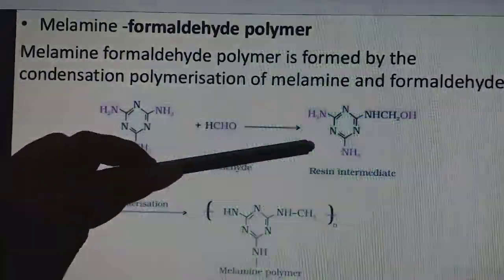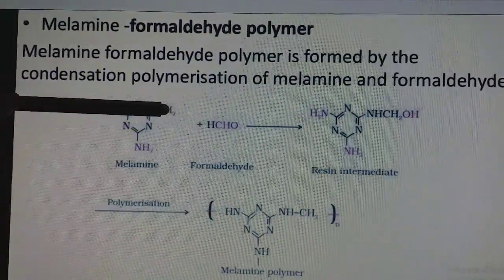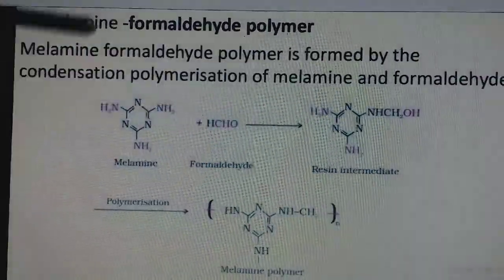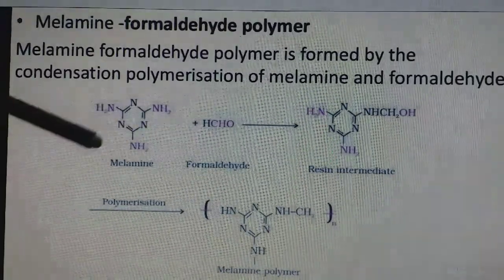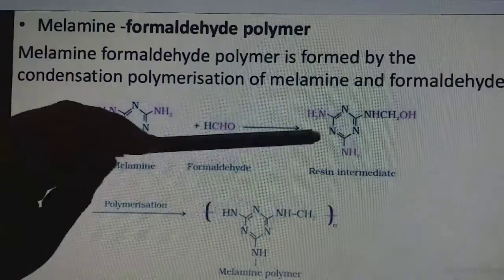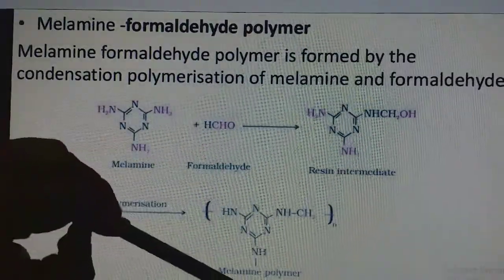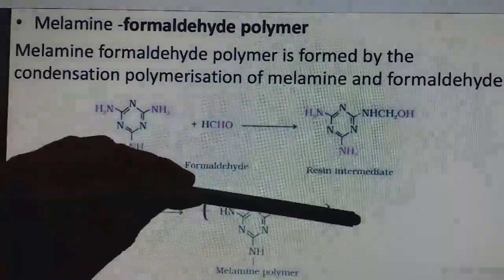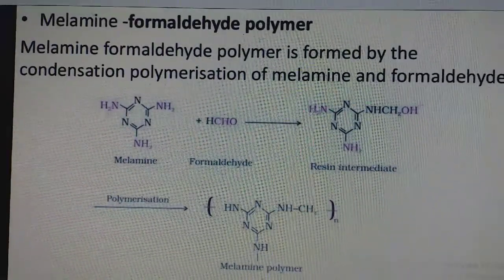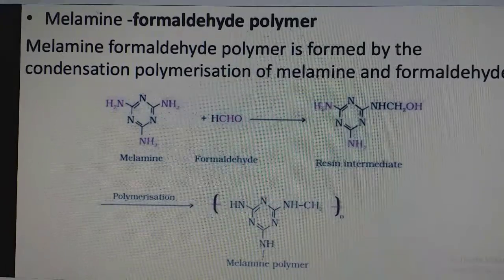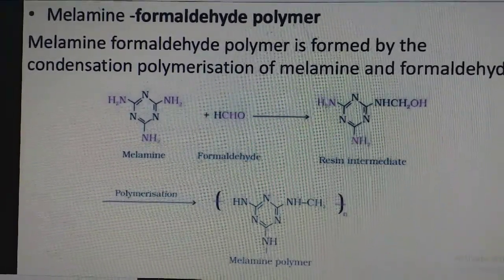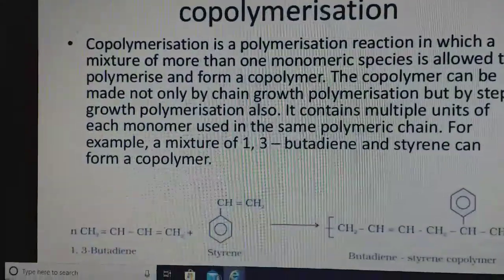First step, you get an intermediate, directly it is getting attached here, H is removed and just it is attached, like our phenol formaldehyde, here melamine and formaldehyde. Then polymerization occurs and from NH2 H is removed, here also H is removed, it condenses and here OH is removed and you get a polymer, melamine polymer. So please underline, it is a melamine polymer. It is also a condensation polymer only and it is used for making unbreakable crockery.